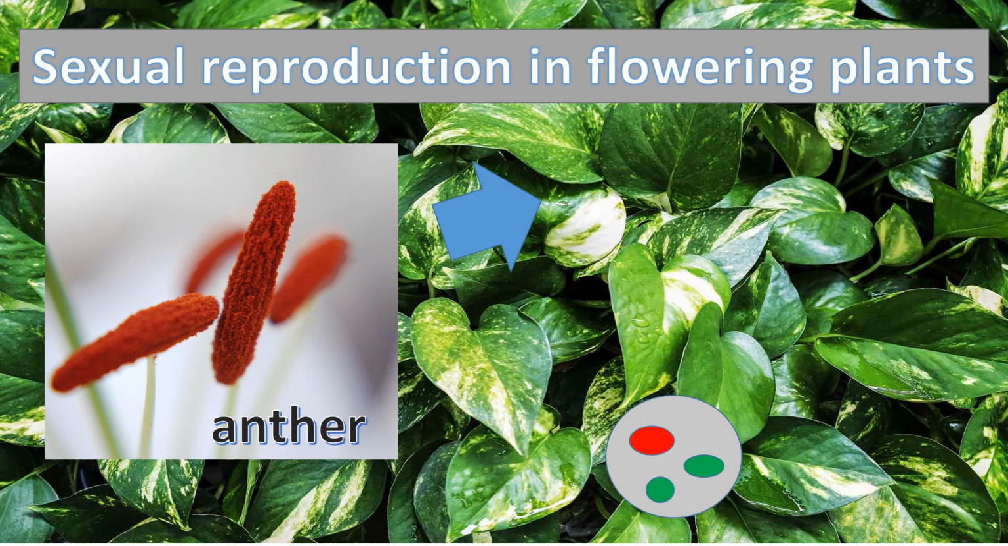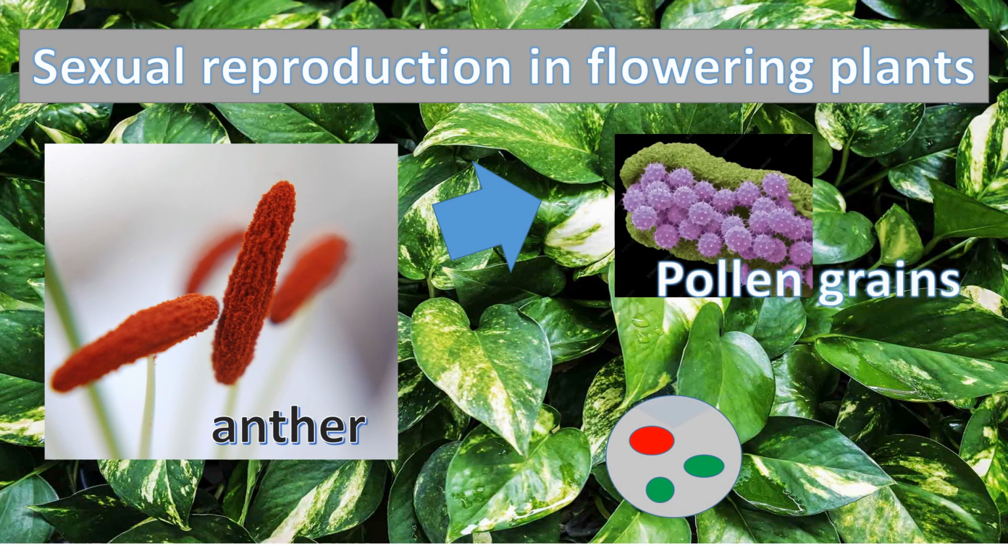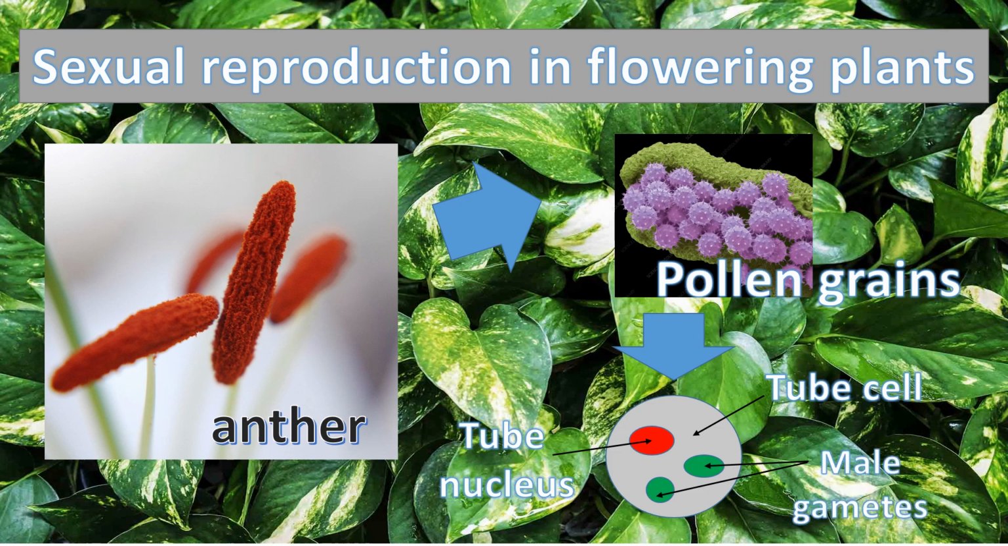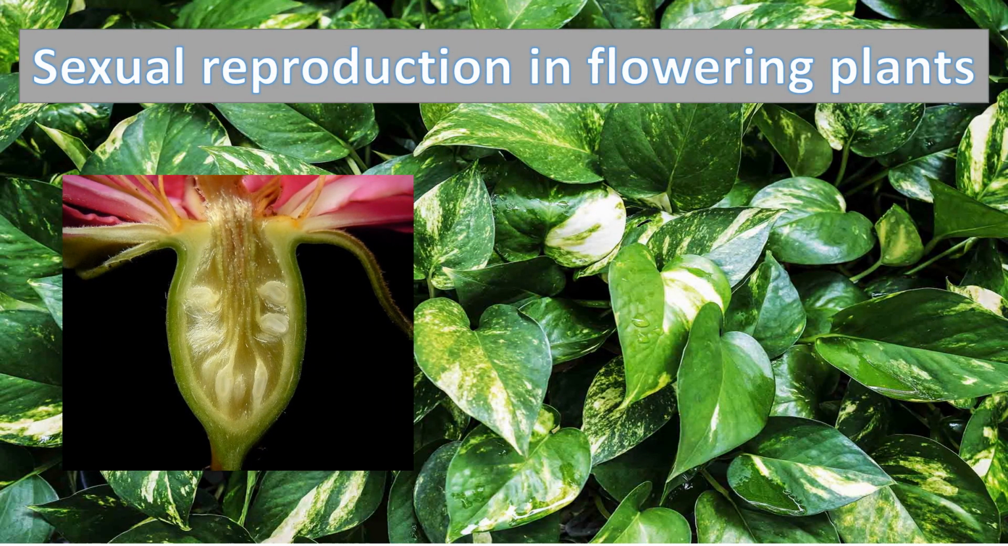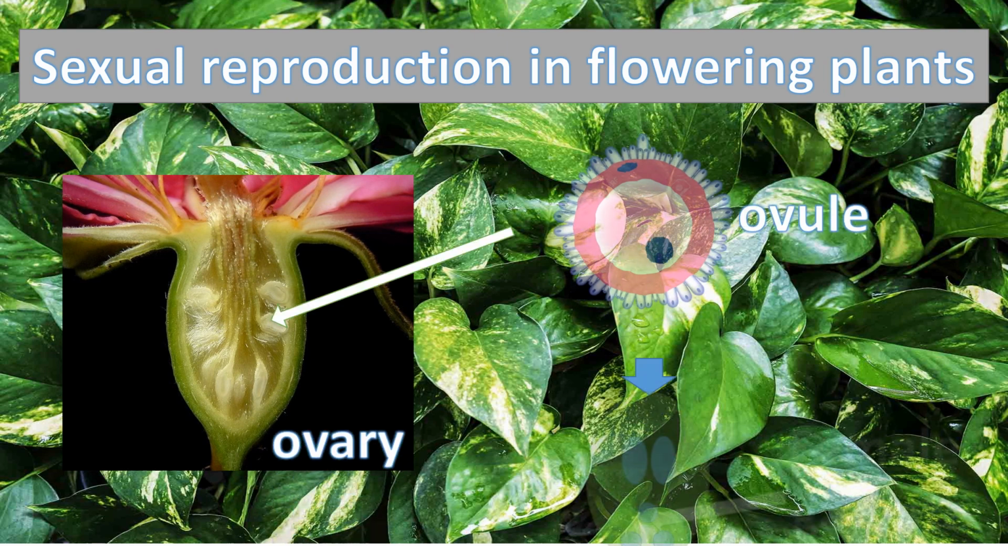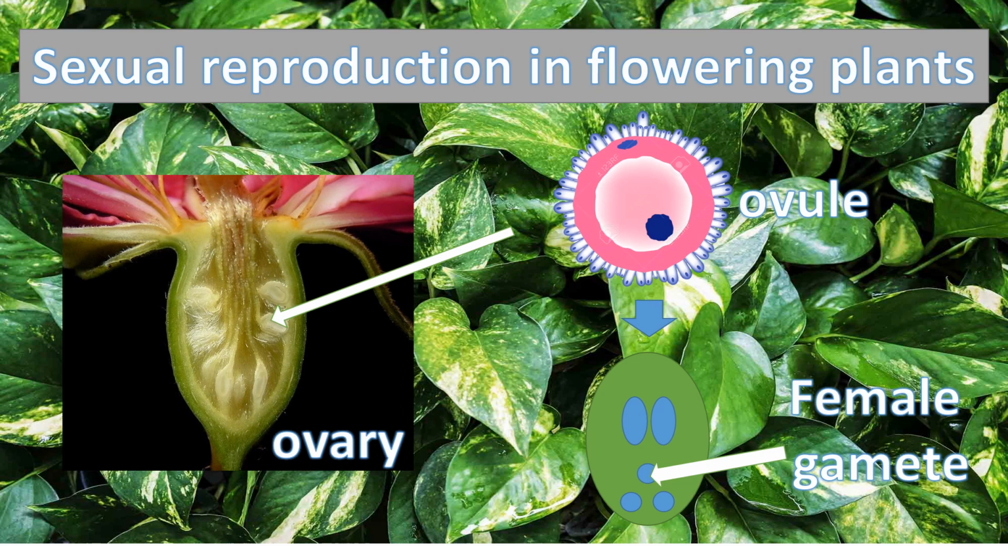The anther produces pollen grains. Each mature pollen grain contains a tube cell consisting of a tube nucleus and two male gametes. The ovary contains one or more ovules. Each ovule has a female gamete.